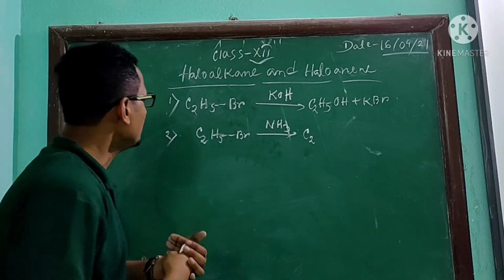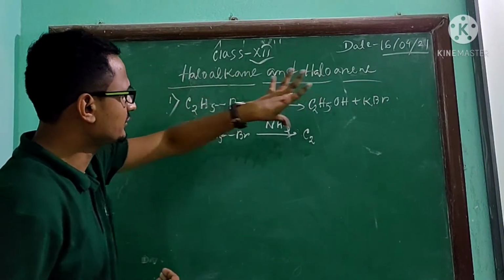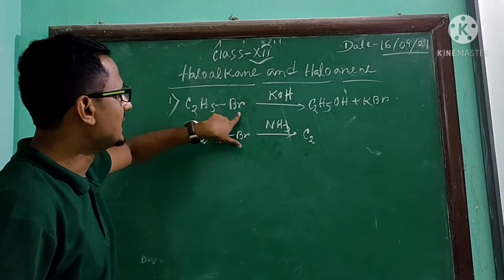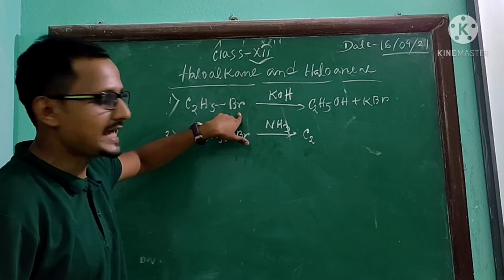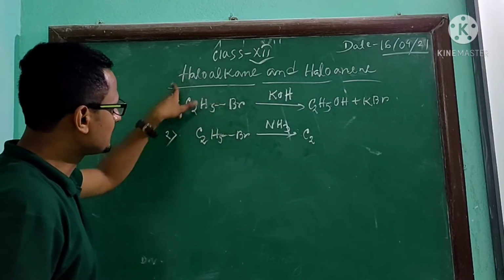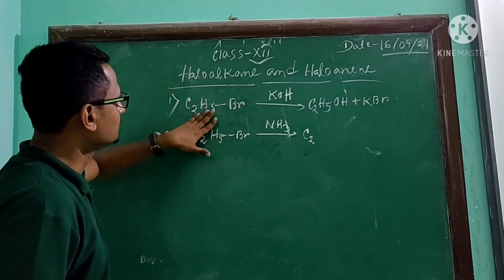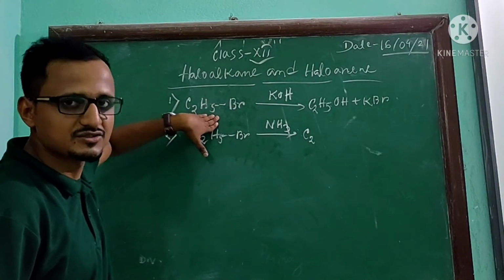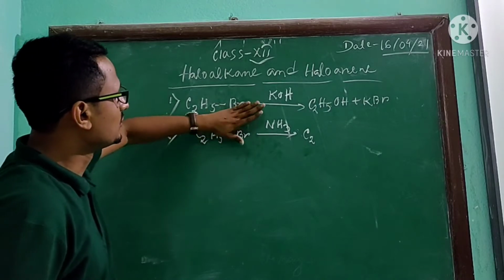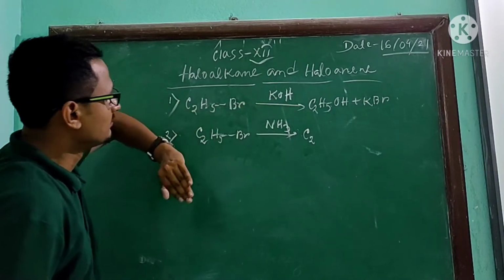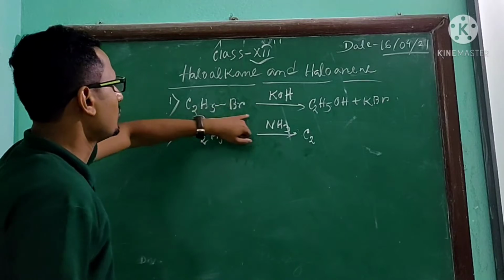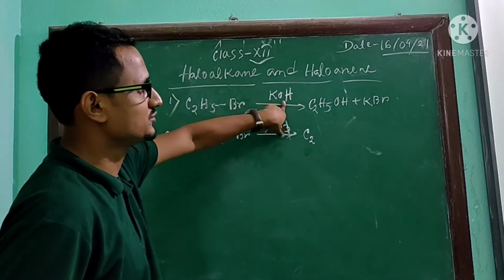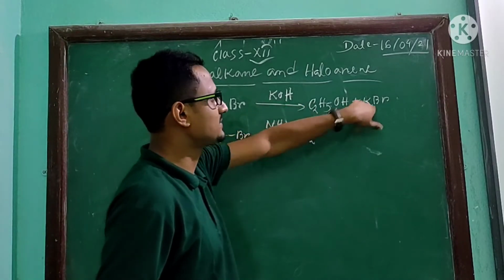Now here one reaction that we have to learn: C2H5Br, that means one alkyl bromide, that means haloalkane. Instead of this C2H5 you can take other alkyl groups like CH3, CH2, CH3 and so on. If you add KOH, potassium hydroxide, then a substitution reaction will occur, and this bromine will be substituted by the OH group. So you will get C2H5OH plus KBr.